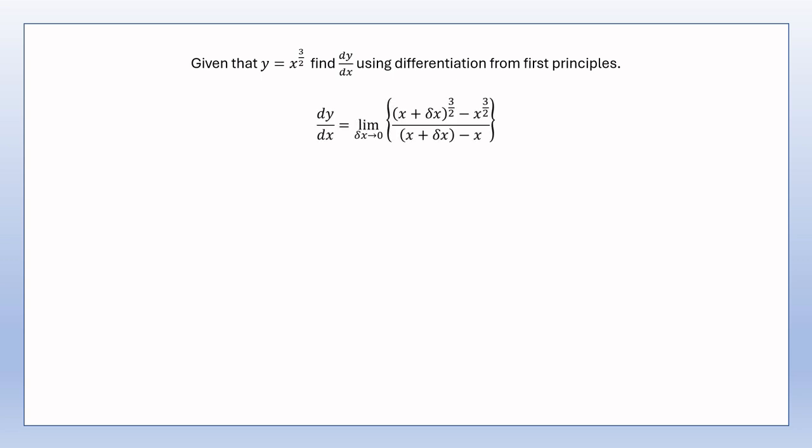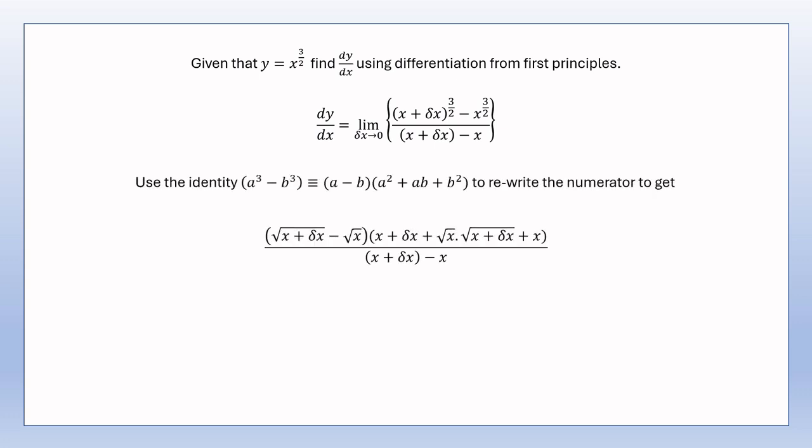To get dy by dx equals the limit as delta x approaches 0 of (x plus delta x) to the power of 3 halves minus x to the power of 3 halves over (x plus delta x) minus x. And now we can use the identity a cubed minus b cubed equals (a minus b) times (a squared plus ab plus b squared) to rewrite the numerator to get the expression shown on the screen now, or even better, the expression as shown on the screen now.